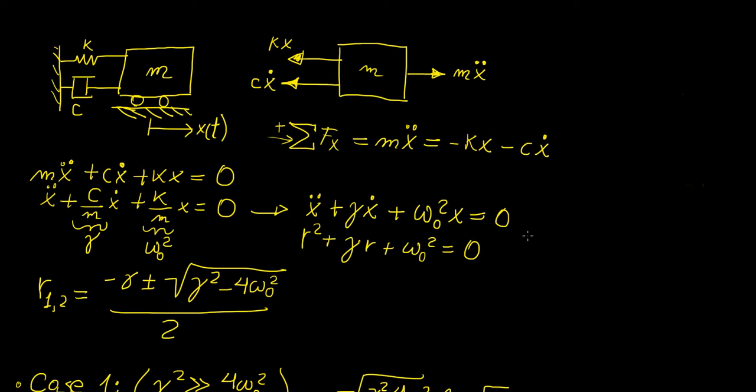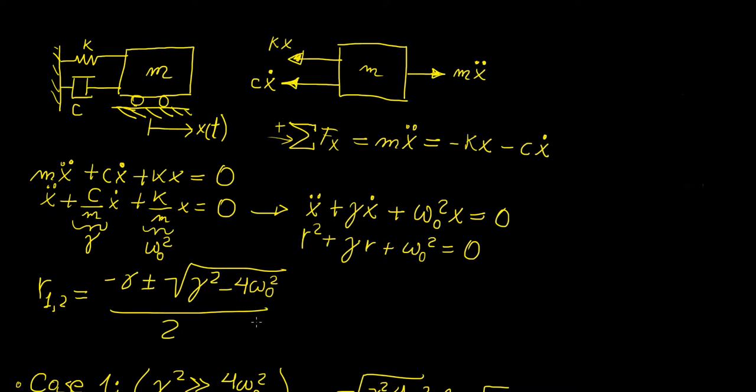Now, we're going to write the equation in this form, and it has its own corresponding characteristic equation since it is homogeneous and linear with constant coefficients. This leads to the two roots, which can be obtained using the quadratic equation. So we have minus gamma plus or minus the square root of gamma squared minus 4 omega naught squared, divided by 2. So this is essentially what we have right now.